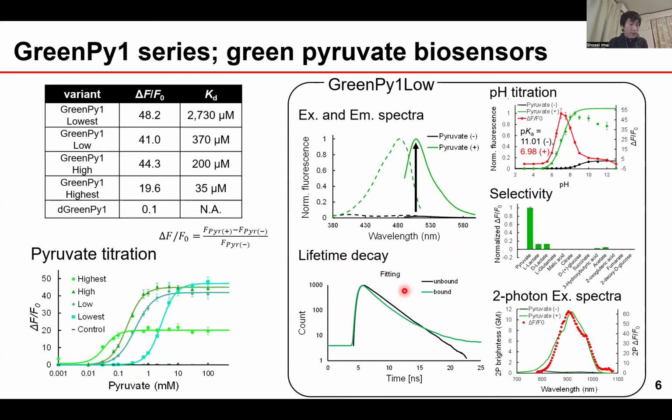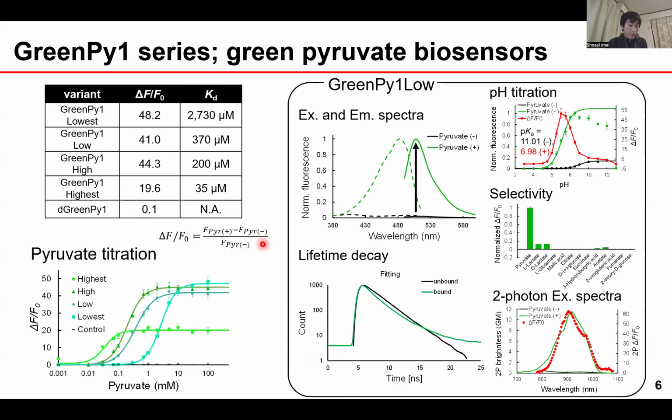First, I will introduce the Green Pi 1 series, which are green pyruvate biosensors. After extensive engineering, we obtained a variant with a ΔF/F0 of over 40. This ΔF/F0 value, calculated using this equation, represents the ratio of fluorescence increase. Such a large dynamic range is especially beneficial for live cell imaging.